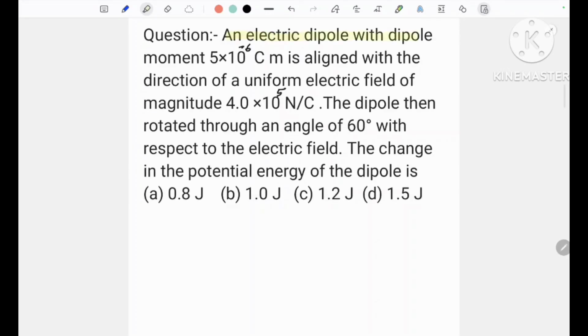An electric dipole with dipole moment 5 into 10 to the power minus 6 Coulomb meter is aligned with the direction of uniform electric field of magnitude 4 into 10 to the power 5 Newton per Coulomb. The dipole is then rotated through an angle of 60 degree with respect to the electric field. The change in its potential energy of dipole is 0.8 joule, 1.0 joule, 1.2 joule and 1.5 joule.